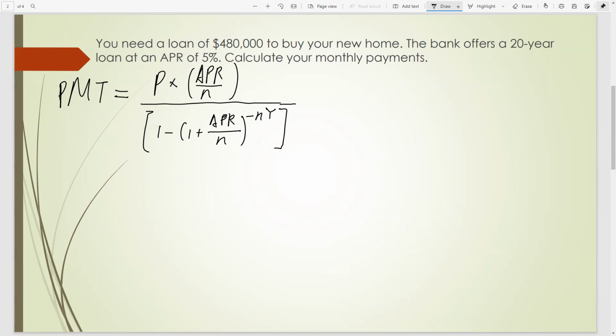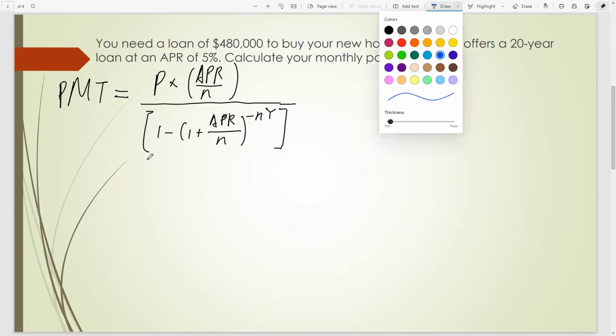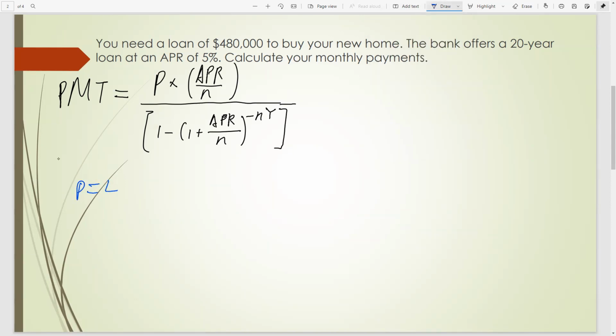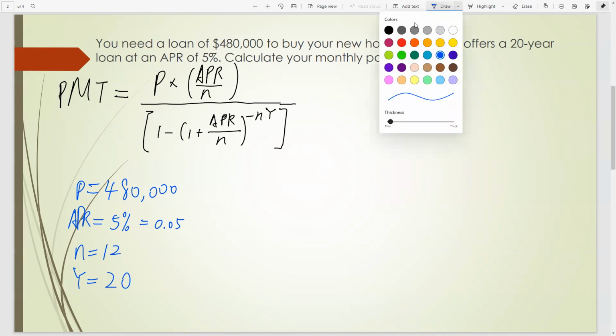Let me put another color. What we know: the principal is 480,000. The annual interest rate is 5%, and converted to a decimal, that's 0.05. The payments are monthly, as usually for buying a house, and the loan is 20 years to pay off. That's all the information we know.